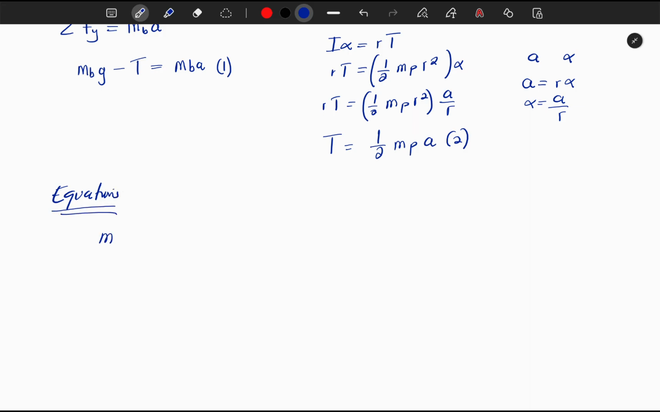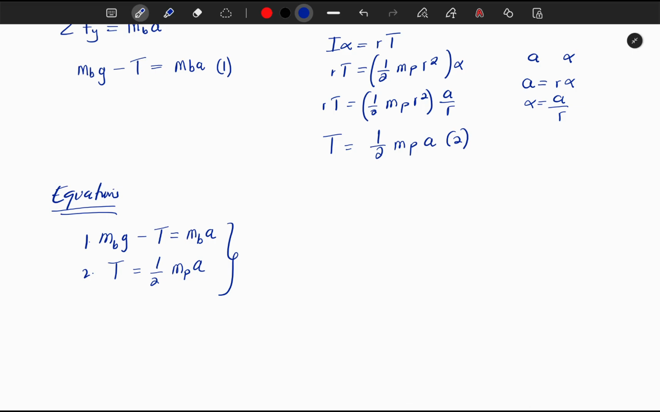We have our equations: mg minus T. This is the mass of the block multiplied by gravity, which is giving us weight, is equal to the mass of the block multiplied by acceleration. And the other one is T is equal to half the mass of the pulley multiplied by the acceleration. These are the two equations that we're going to use, especially to answer part A and B.